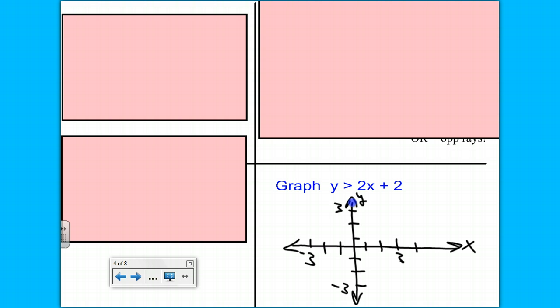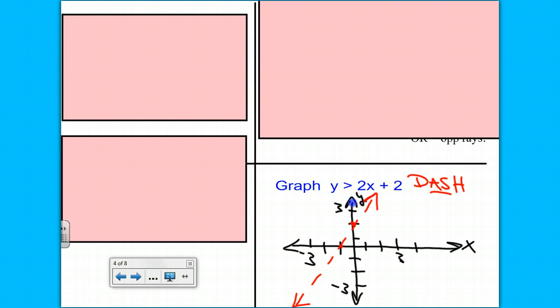Okay, in this case, the first thing I notice is this is a greater than sign. What type of boundary line? Dashed. There's no equal sign. Okay, I plot my y-intercept. I use my slope to find another point. I draw a dashed line.